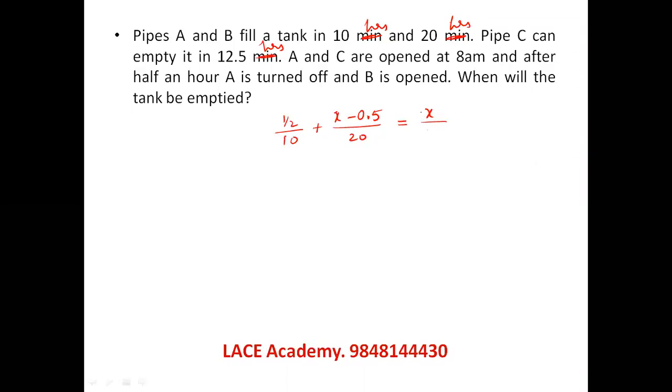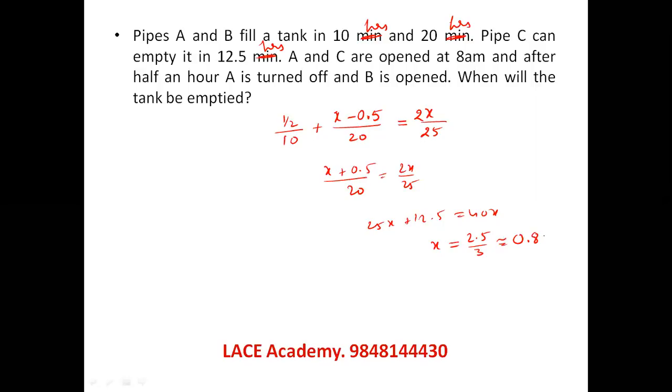12.5 means 25 by 2, so we can write 2X by 25. So we can see 1 by 20, if I add here (X plus 0.5) by 20, is equal to 2X by 25. Then just see here, 25X plus 12.5 is equal to 40X. So 15X equals 12.5, X equals 12.5 by 15. 12.5 by 15 is 2.5 by 3.